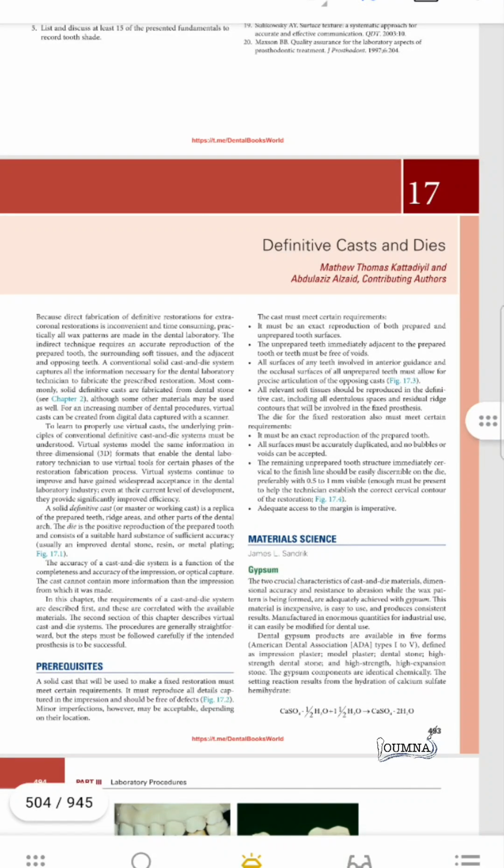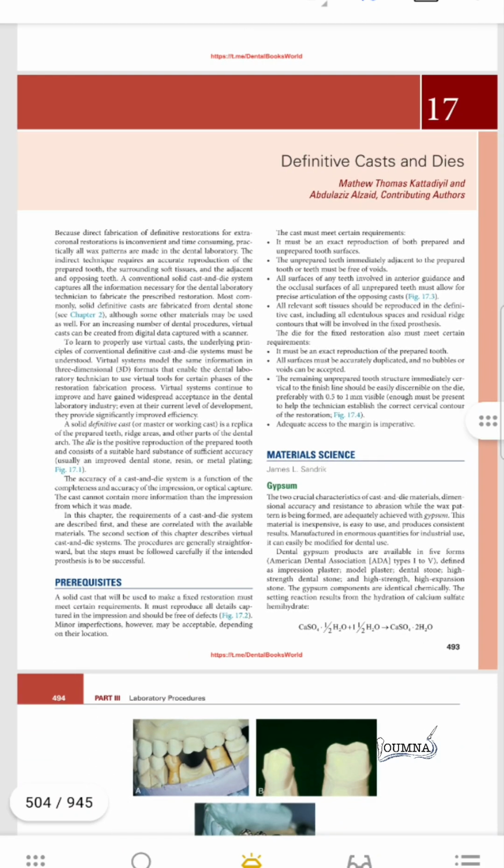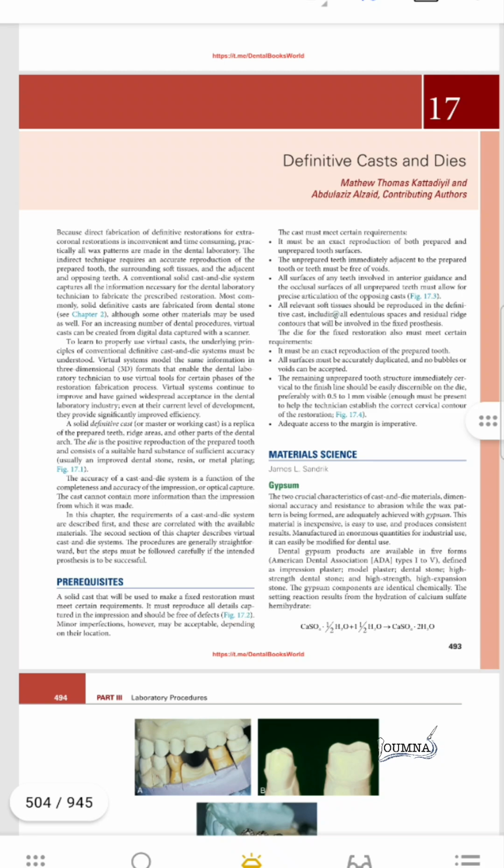Hello. We start the second part of this book, where we discuss the laboratory procedures. The first episode is about the definitive cast and dies.